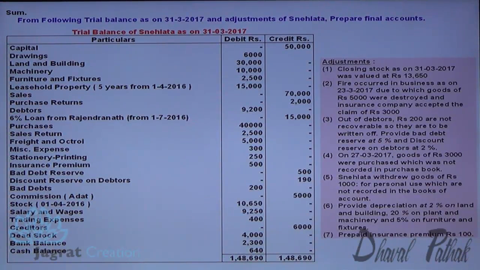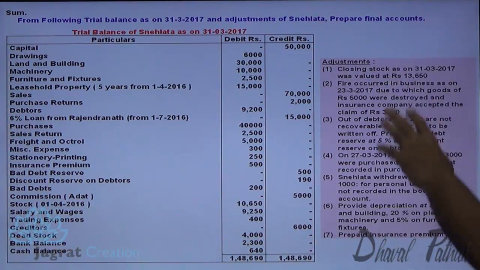Snail withdrew goods of rupees 1,000 for personal use, which are not recorded in the books of accounts, so drawings unrecorded. Provide depreciation at 2% on land and building, 20% on plant and machinery, 5% on furniture and fixtures. Prepaid insurance amounted to 100. Now, these are the various adjustments.